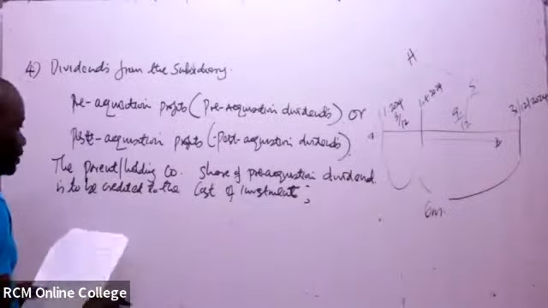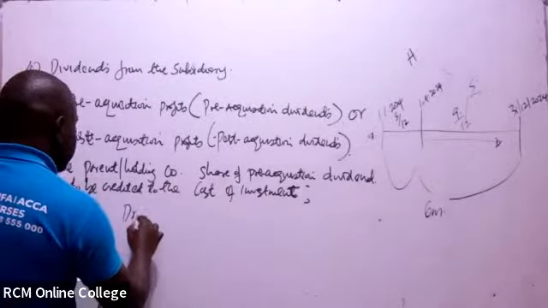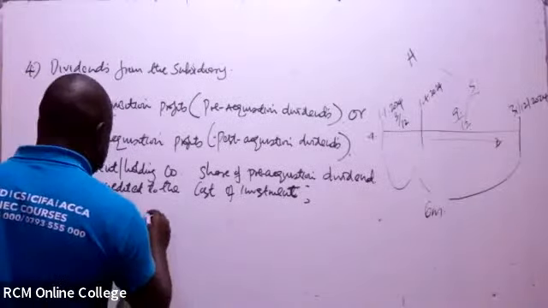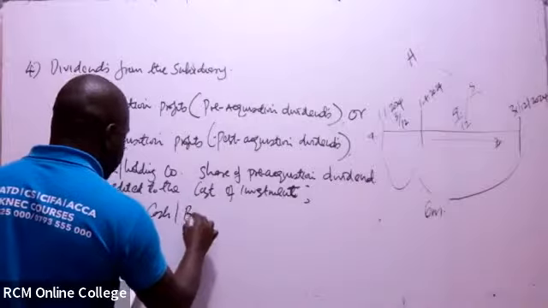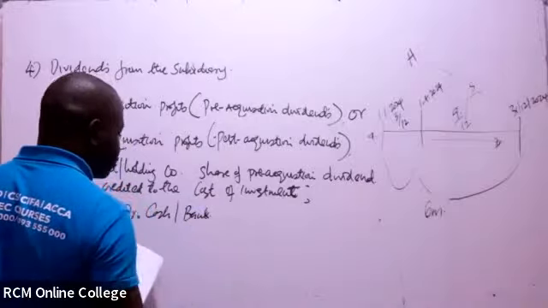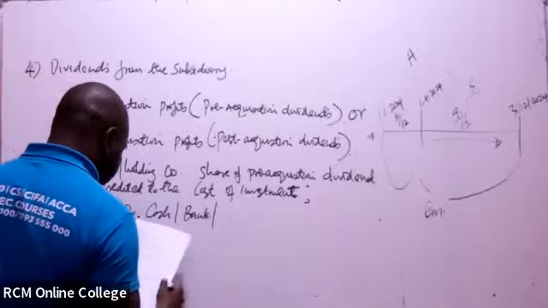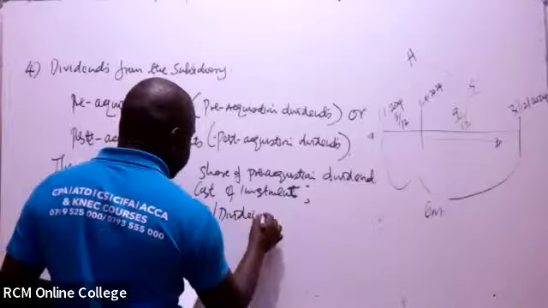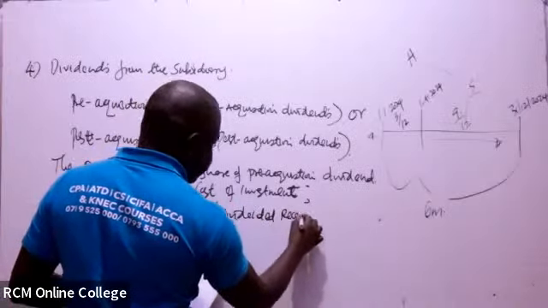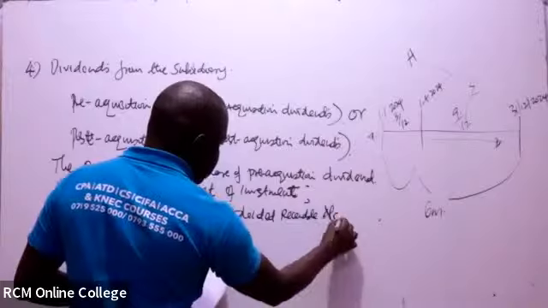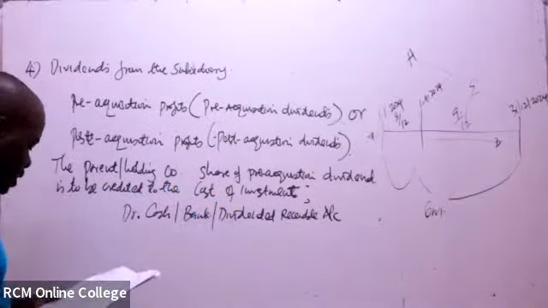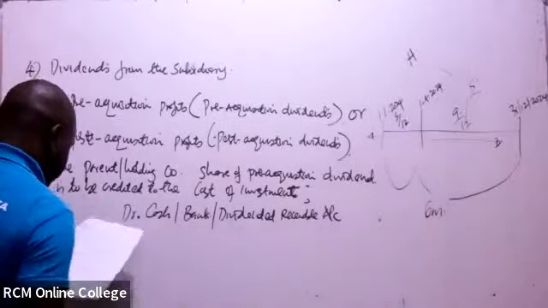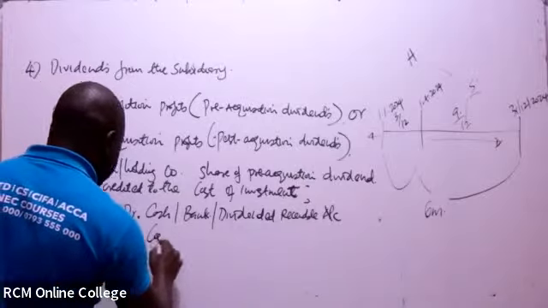When the holding company receives, they'll debit the cash or bank, that is, in this case it has already been paid. If it is yet to be paid, they'll end up having to debit what we call the dividend receivable account. Then they credit what we call the cost of investment.